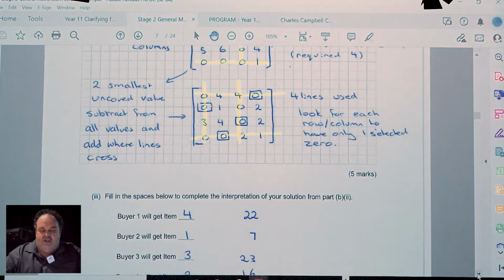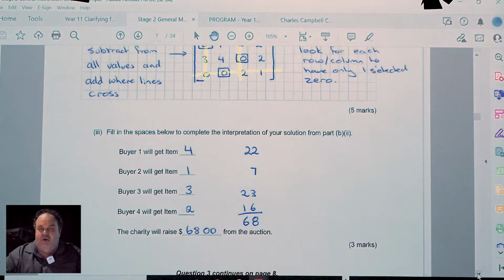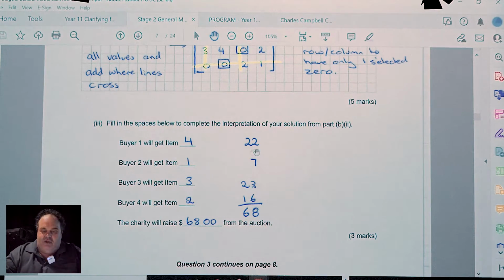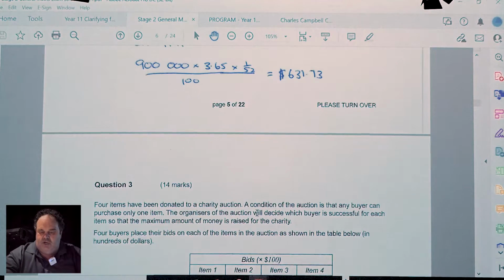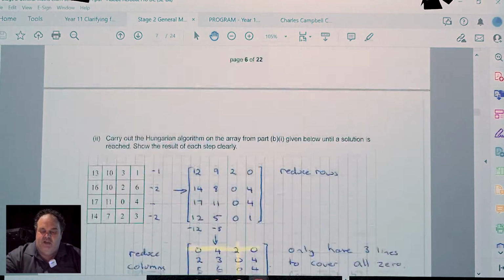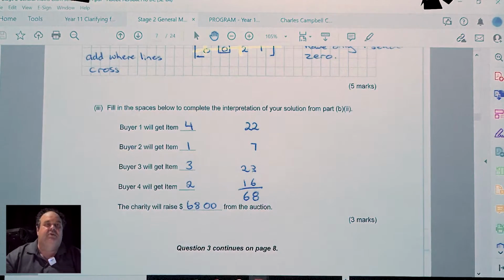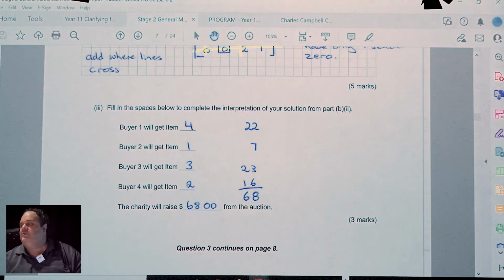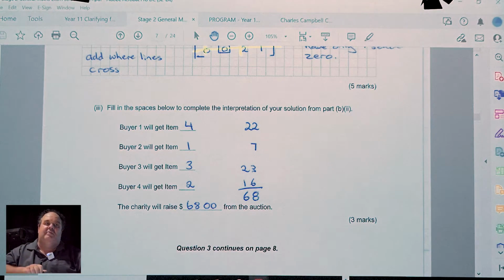As I said, most students up to here that have attempted the question have probably got 100% of their marks. Where students gave up that easy mark, again, you want to know why our students are not getting there, is in this part here. It says, fill in the spaces, interpret your solutions from part B. So work out who gets what, add them up. The charity will raise. Now, when we add up the numbers, we get 68, but if we go back to our original question, the bids are in hundreds of dollars. So therefore, the charity is actually raising $6,800. So they needed to put $6,800. It was the context that was important there.